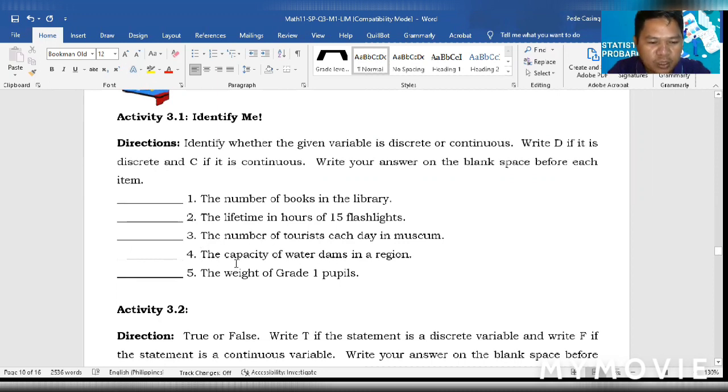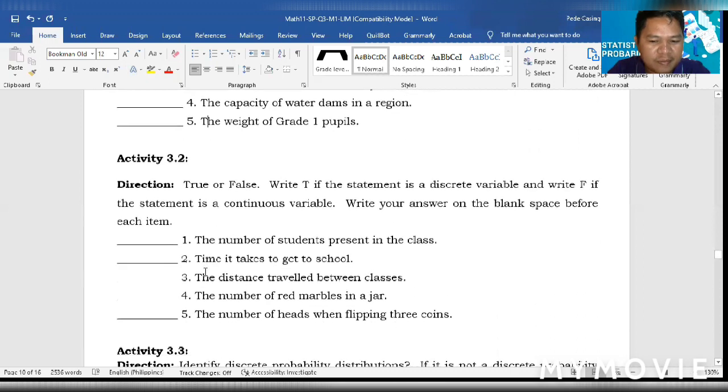Is it countable or measurable? So write D for discrete, C for continuous. The weight of grade 1 pupils. Okay, write D for discrete, C for continuous. For activity 3.2, directions, true or false, write P if the statement is a discrete variable and write F if the statement is a continuous variable. Write your answer on the blank space before each item.